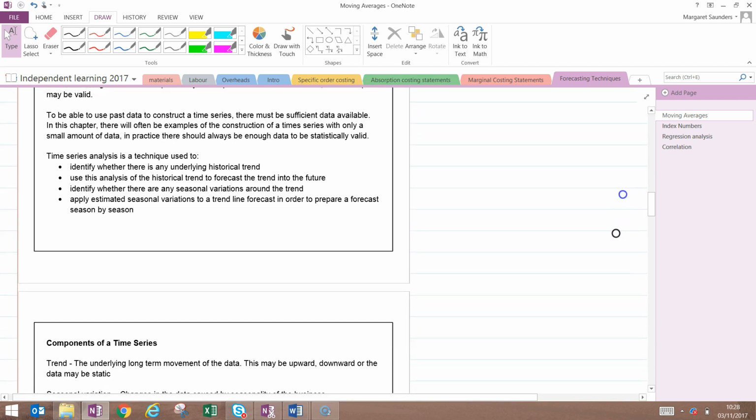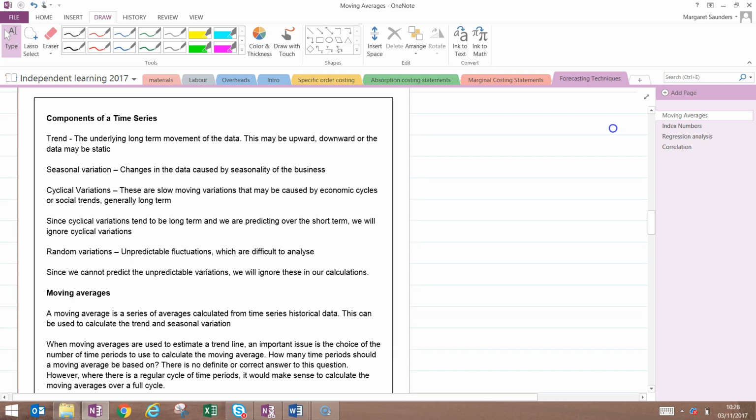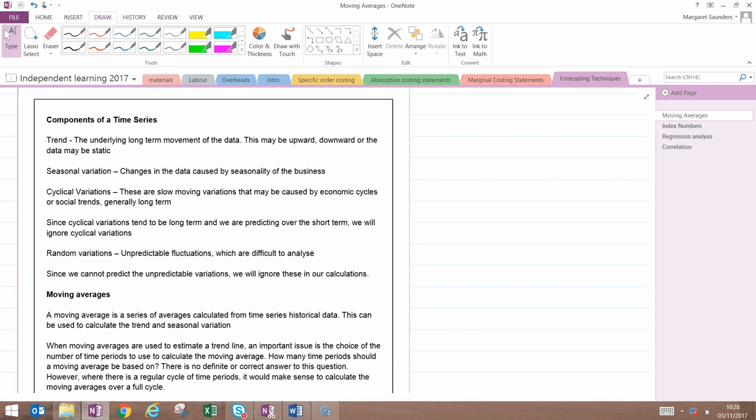So if we have a look at what the components are of a time series, so we're going to be using our time series to forecast. We will be looking to see if we can identify a trend. So does the trend indicate that over the period of time there is an increase in the data or a decrease in the data? We will also be looking to see if there are any seasonal variations. These are changes in the data caused by seasonality of the business.